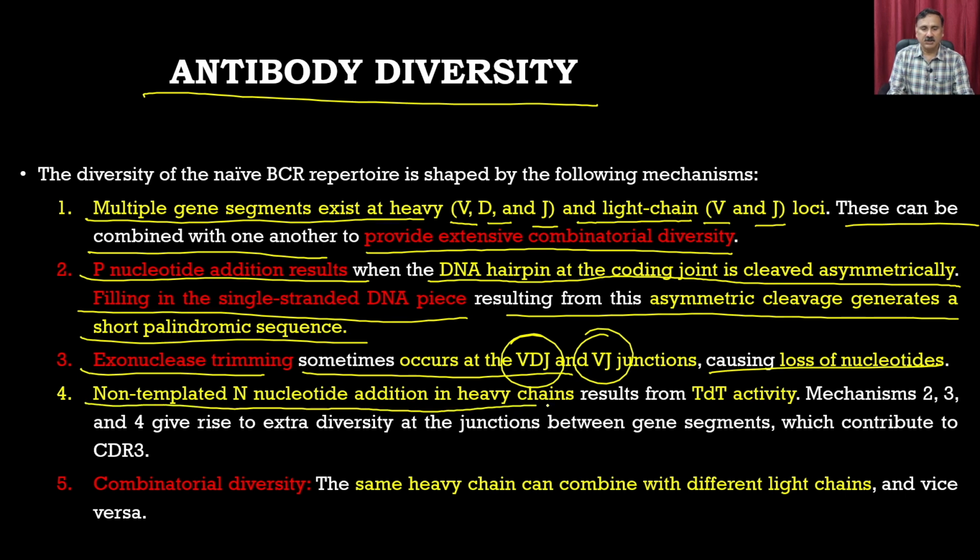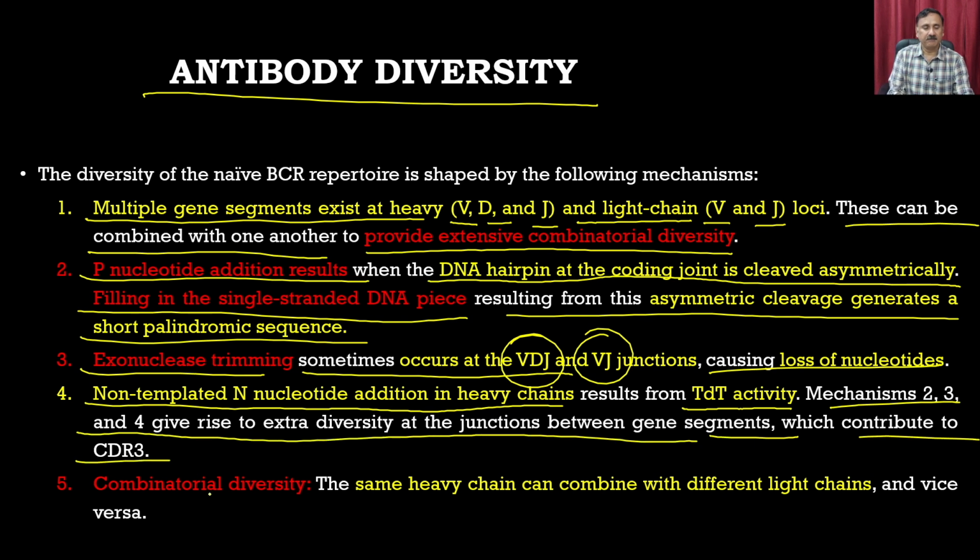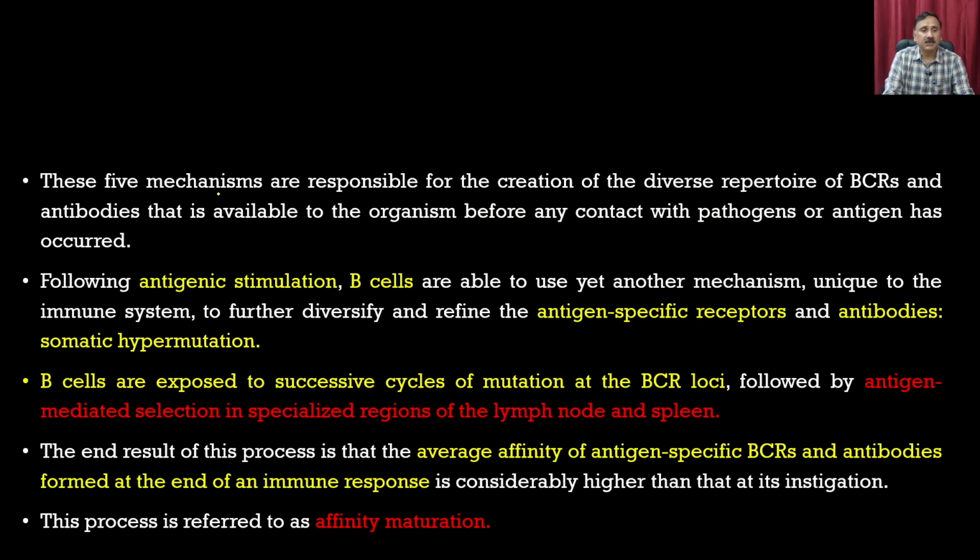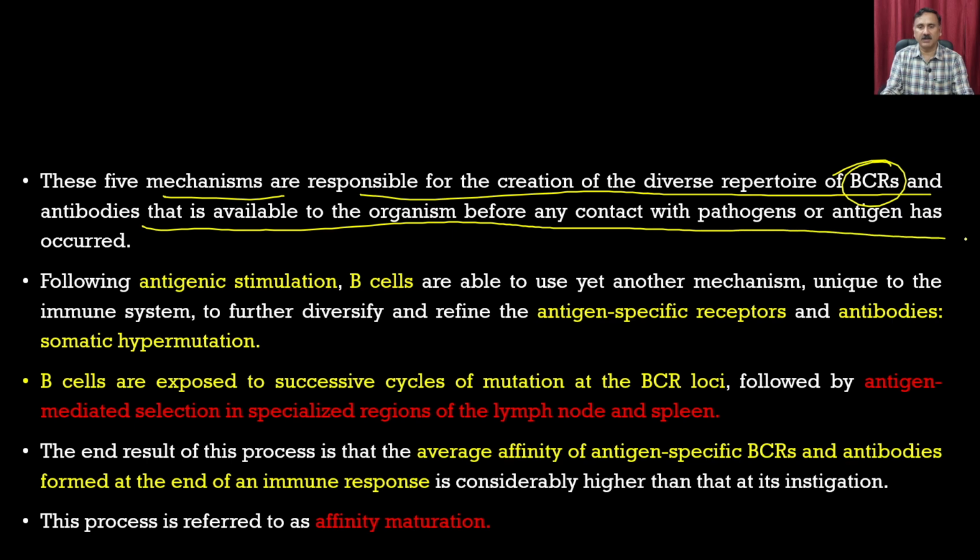Non-template N-nucleotide addition in a heavy chain results from terminal deoxynucleotidyl transferase activity, and that mechanism gives rise to diversity at the junction between the gene segments, which contributes to the CDRs. Then combinatorial diversity: the same heavy chain can combine with different light chains and vice versa. Thus, there are five mechanisms responsible for the creation of the diverse B cell receptors and antibodies that are available to the organism before any contact with a pathogen or antigen occurs.